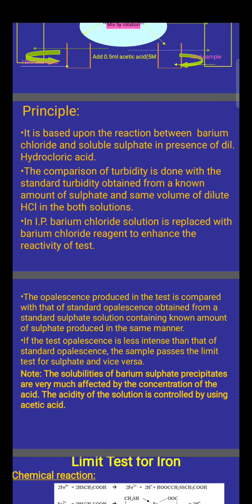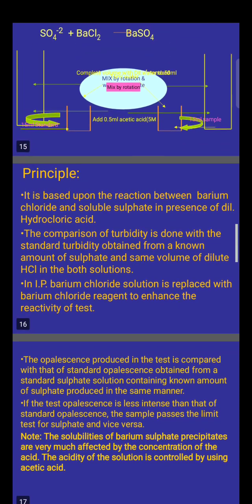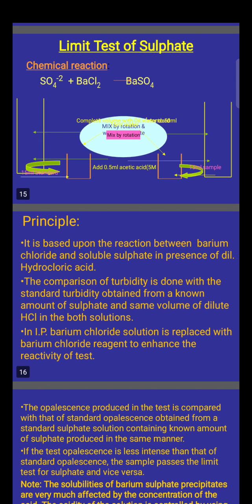But if the impurity present in the test sample is greater as compared to the standard, then definitely that compound is not good for our health, it is not pure. That means we cannot use that compound for further process. Okay, so this is regarding the limit test of sulfate. You can see here the reaction I have given. Just on the arrow there is a presence of acetic acid, that is not given here, but you have to write acetic acid on the arrow, or you can also write dilute HCl.